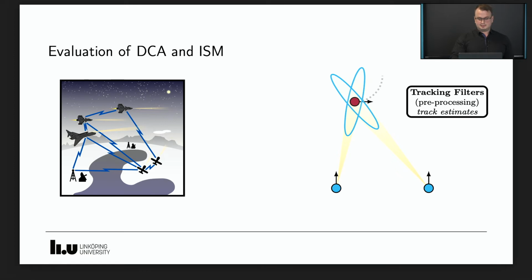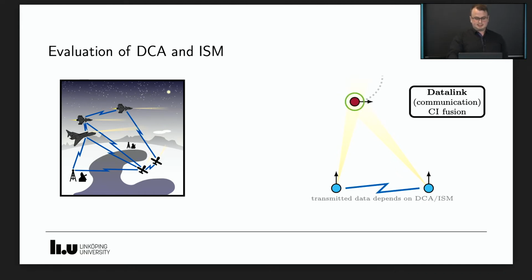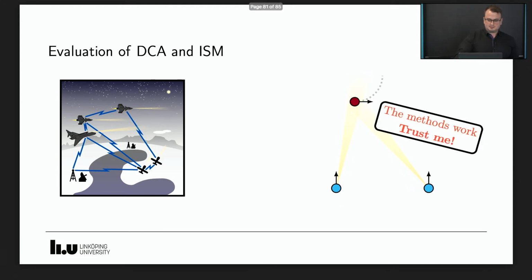These measurements are then filtered in tracking filters, which are pre-processing units, into track estimates. Then these estimates are exchanged between the two agents. And here the transmitted data, which is transmitted over the data link, depends on the actual method from DCA or the information selection method. These communicated estimates are then fused using covariance intersection. So I will not show you any results from this, only say that the methods work, and you have to trust me on that. Look in the thesis.